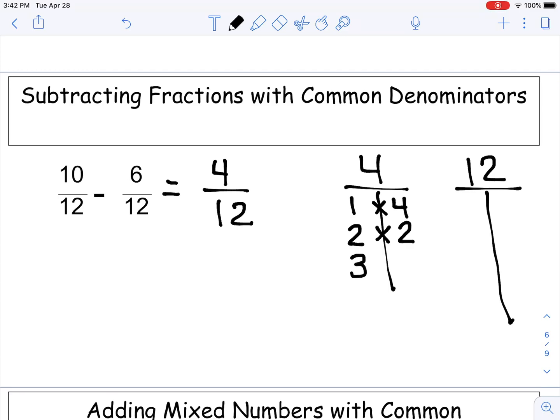Can you multiply 3 by something and get 4? No. And what comes after 3? 4, but it's already in our T-chart, so we know we're done. Let's look at 12. 1 times 12 gives me 12.